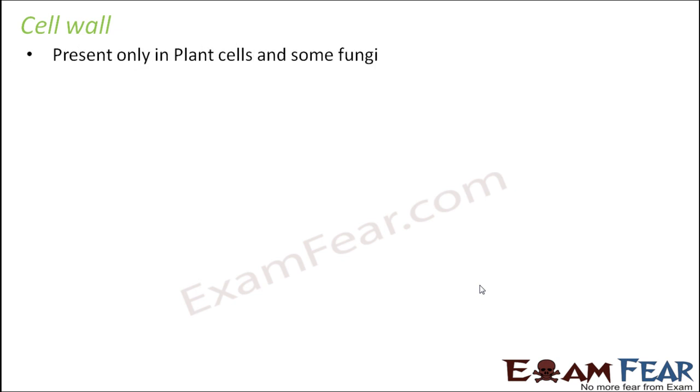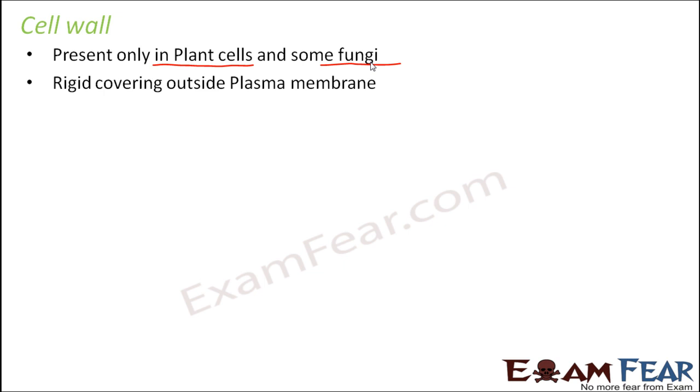This is present only in plant cells and in some fungi. So it is absolutely absent in animal cells. So they do not need an additional cell wall. Now the question is, where is it present? The cell wall is present outside the plasma membrane. So it is a rigid covering outside plasma membrane. Just to note here, when we were talking about plasma membrane, it was a thin, delicate, flexible covering, but here the cell wall is a rigid covering, tough and hard enough.